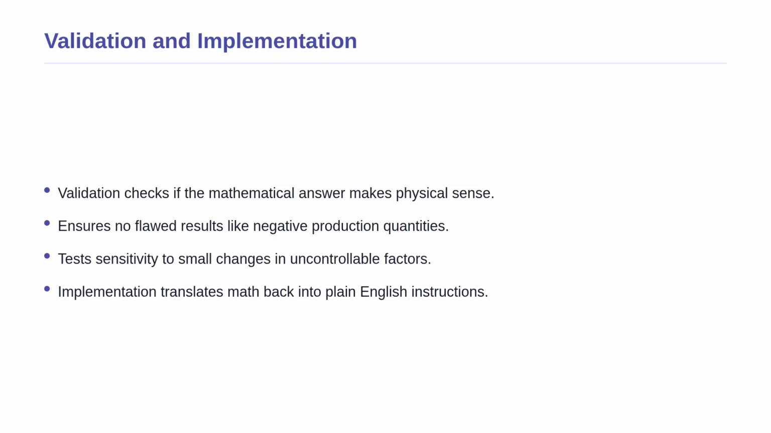After finding a mathematical solution, we cannot just blindly follow it. We must perform the validation phase. Validation means checking if the mathematical answer actually makes sense in the real physical world. For example, if the math tells you to produce -3 cars or to use half of a human worker, the model is flawed and must be adjusted.